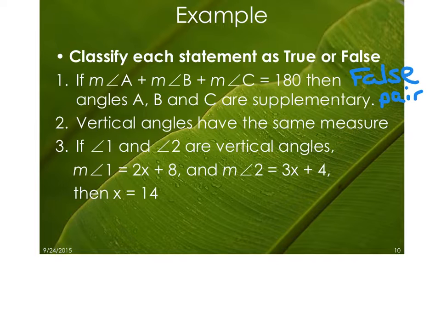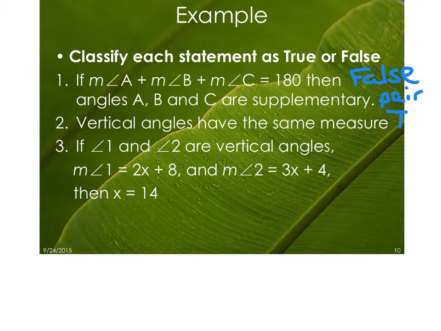Number 2, vertical angles have the same measure? Paulina? True. Okay, we just proved that theorem. Number 3, if angle 1 and angle 2 are vertical angles, the measure of angle 1 equals 2x plus 8, and the measure of angle 2 is 3x plus 4, then x equals 14. Is this true or false?